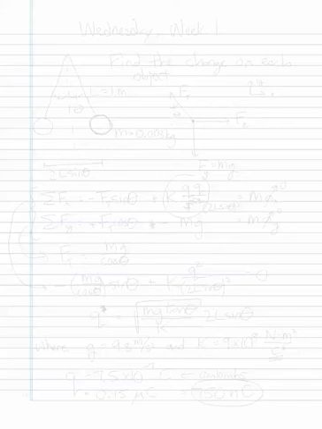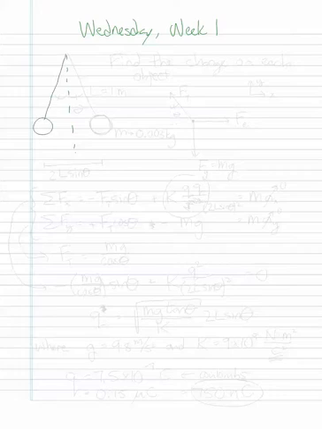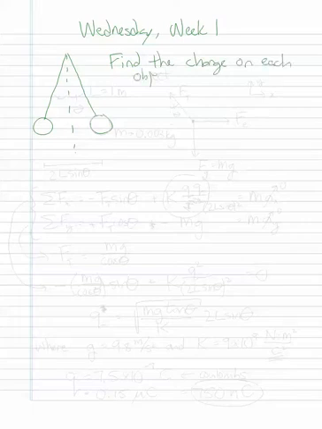Okay, here's my solution for the problem that we did on Wednesday of week 1. We did a problem where we had two objects that were charged with the same charge, because they repel each other. The question was, given the orientation of the setup and the mass of the objects, find the charge on each object. And you were given the m and the L and theta.